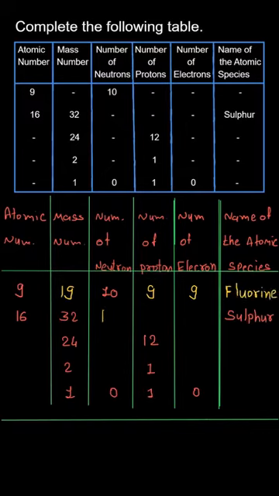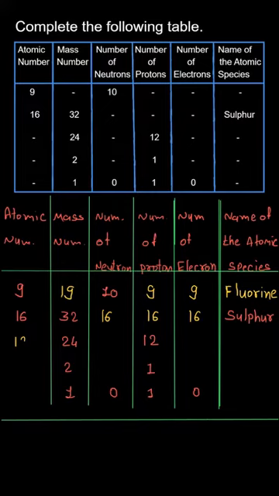The next is the atomic number is going to be 16 and your mass number is 32. That means the number of neutrons will be 32 minus 16, that will be equal to 16, and therefore the number of protons, which will be equal to the atomic number, will also be 16, and your number of electrons in this case will also be 16, for sulfur.